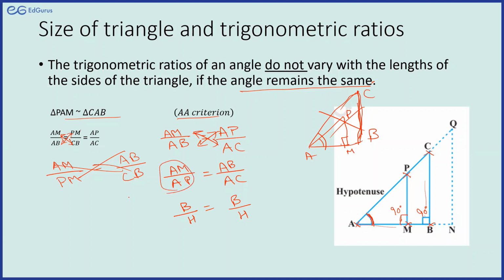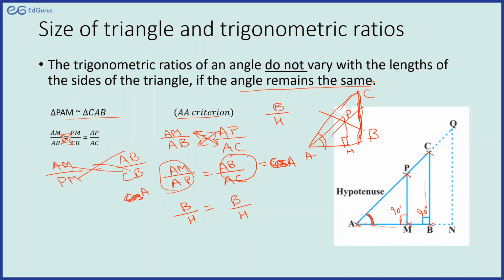So this is sine of A. And this is also sine of A. Right? So we proved that sine of A remains same. No, sorry, cos. What am I saying? This is cos of A. Right? AM is base, AP is hypotenuse. AB is base, AC is hypotenuse. So it's base upon hypotenuse. So cos of A equal to cos of A. That's what we have proven.